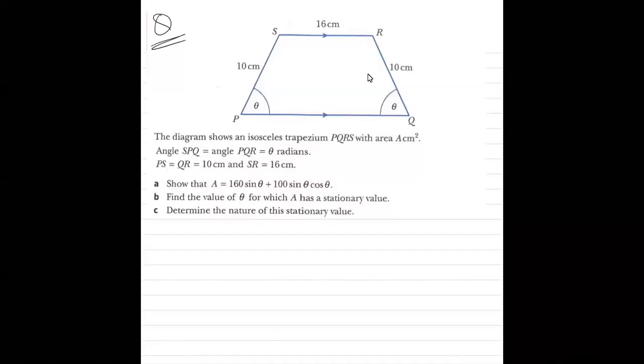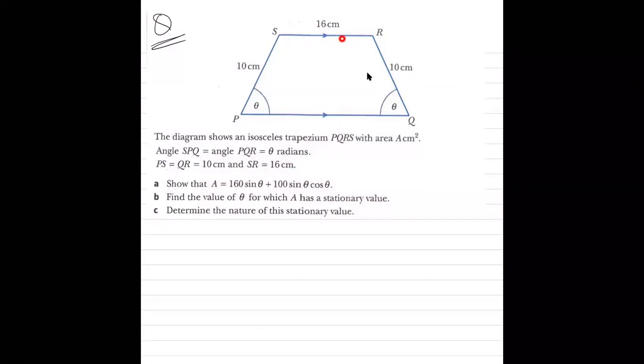So in this question, the diagram shows an isosceles trapezium PQRS with an area of 8 centimeter square. An isosceles trapezium is a trapezium in which the two lengths, this length PS and this length QR, are equal. That's why it's an isosceles trapezium. And angle SPQ and angle RQP must be the same because it's an isosceles trapezium, and it's given that it's theta radians.